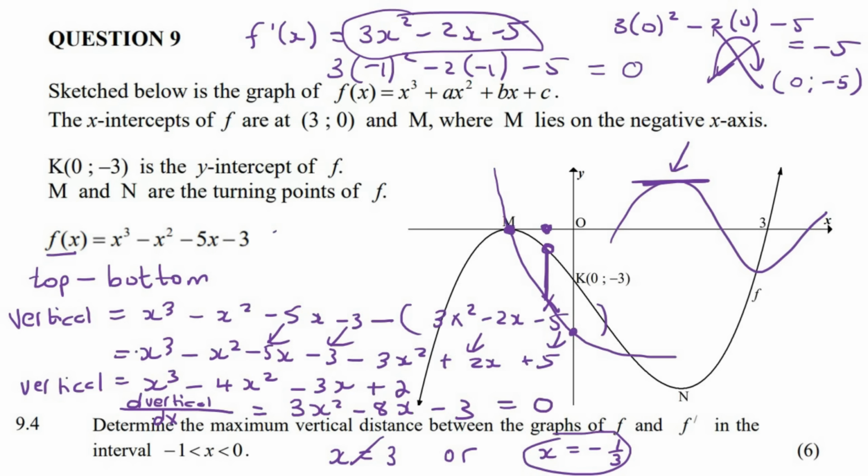And so I'm going to go plug in vertical is equal to, now we're going to say (negative 1/3) to the power of 3, take away 4 times (negative 1/3) squared, take away 3 times (negative 1/3), plus 2. And if we go work that all out, we end up with, if we round to 2 decimal places, 2.52.